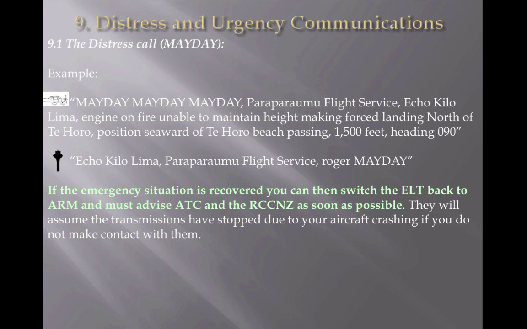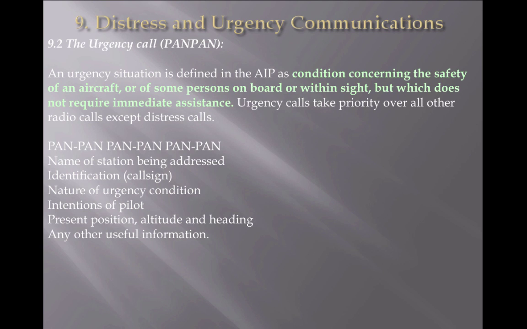If the emergency situation is recovered, you can then switch the ELT back to ARM and must advise ATC and the RCCNZ as soon as possible. They will assume the transmissions have stopped because your aircraft has crashed if you do not make contact with them.